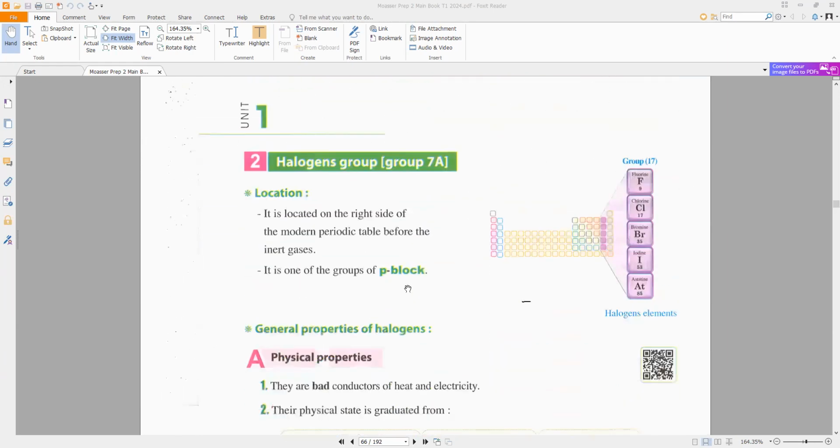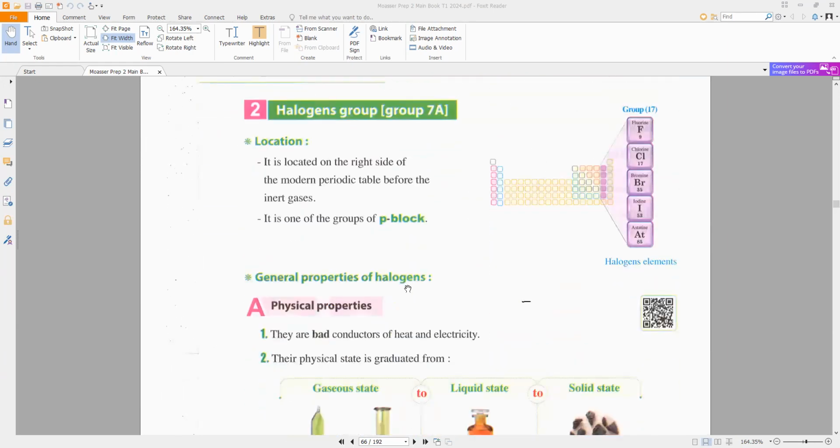We will talk about the second main group, 7A or 17 group. It's called halogen. They are starting from fluorine, then chlorine, bromine, iodine, astatine. They are 5 elements in the halogen group 7A or 17.